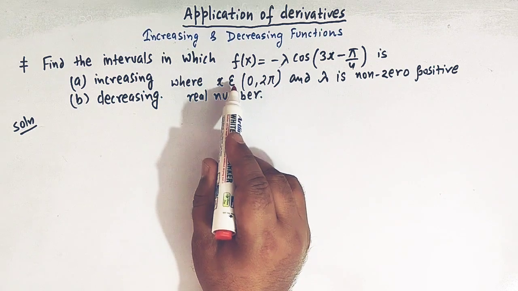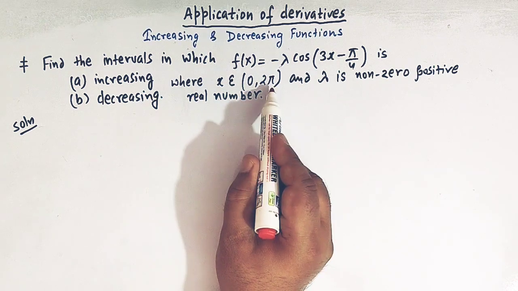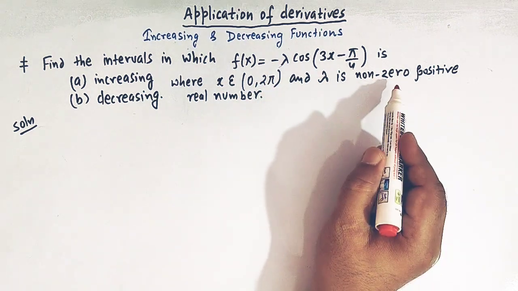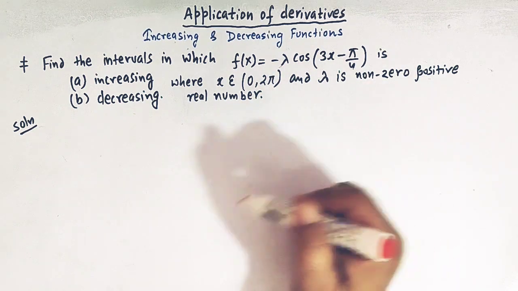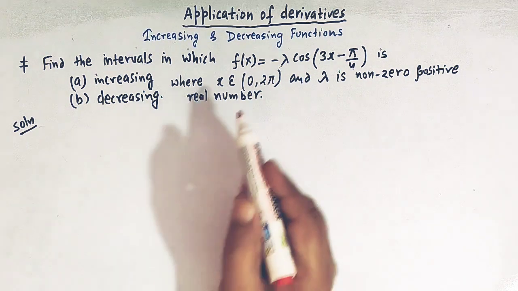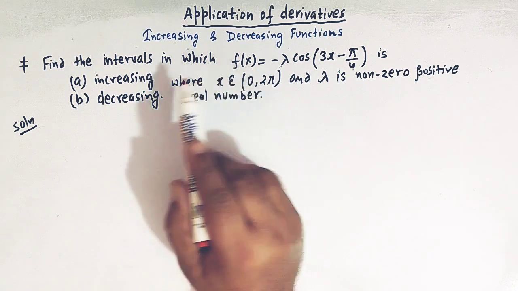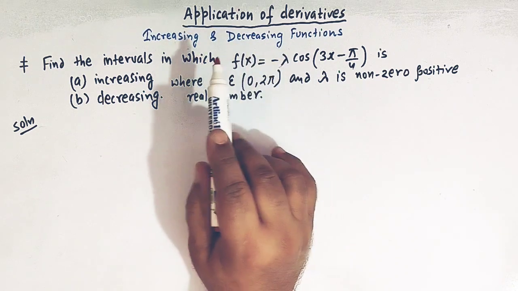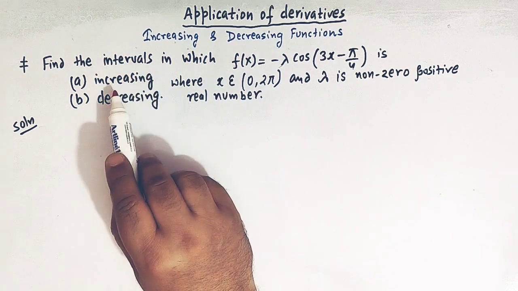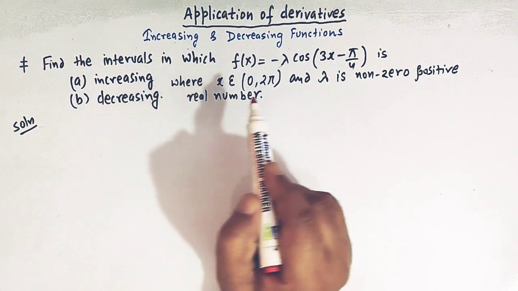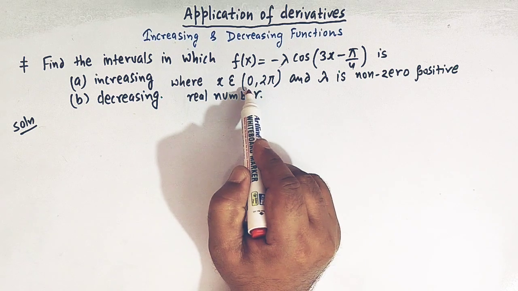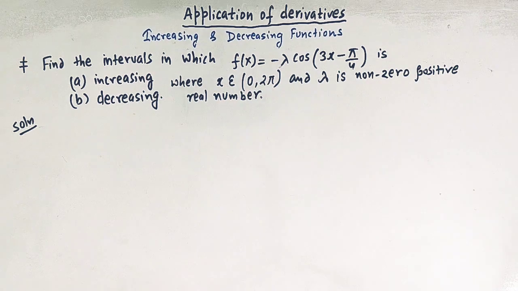And where x belongs to this interval, that is 0 to 2 pi, and lambda is a non-zero positive real number, right? And here we are restricted to this interval, that is we have to split the intervals in which this function is increasing and decreasing in this range, that is from 0 to 2 pi, right?